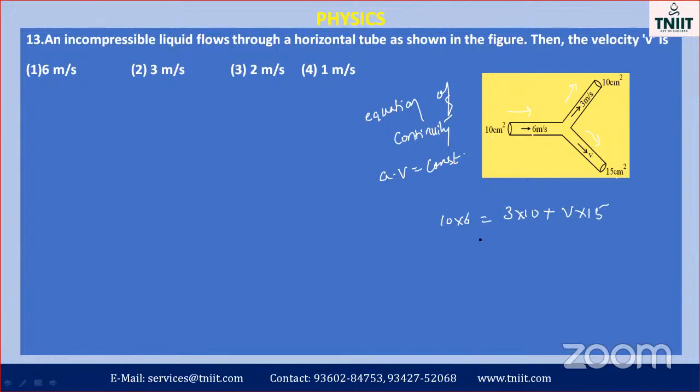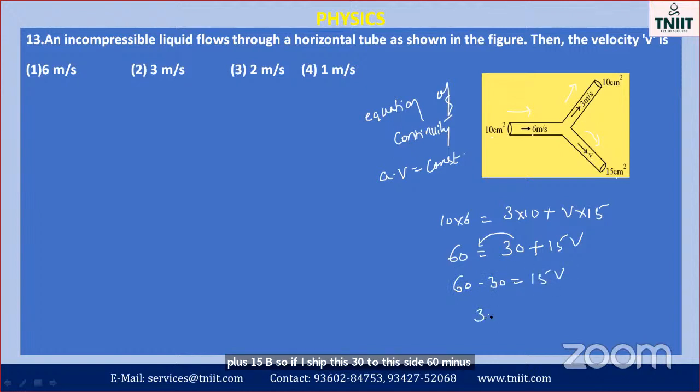So 10 into 6 is equal to 60. 3 into 10 will be 30 plus 15V. If I shift this 30 to this side, 60 minus 30 equals 15V. 60 minus 30 is 30, that is equal to 15V. So V will be equal to 30 by 15, that is 2. So what should be the value of V? 3 meter per second.